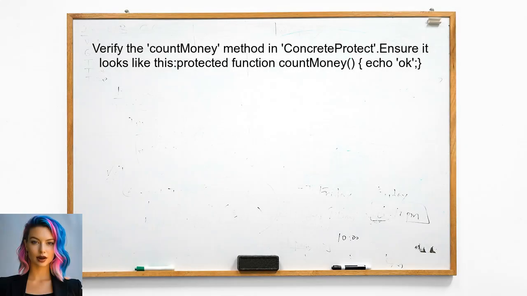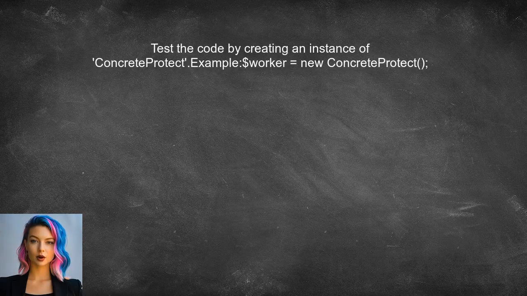After making the class abstract, the user should verify that the countMoney method is correctly defined in the concrete_protect class. This method should provide the implementation needed to avoid the error. Finally, the user should test the code again by creating an instance of the concrete_protect class. This will confirm that the error has been resolved and the implementation works as expected.